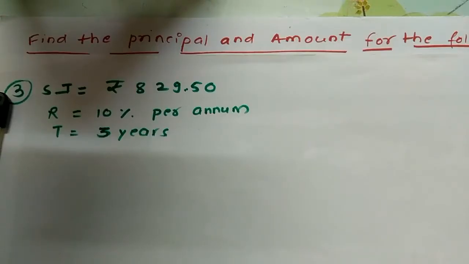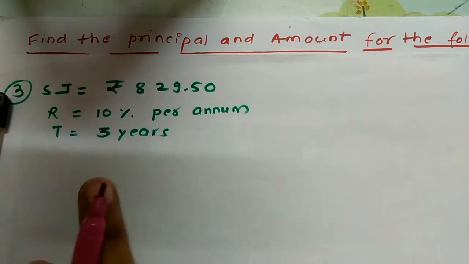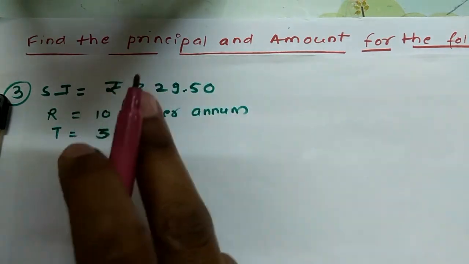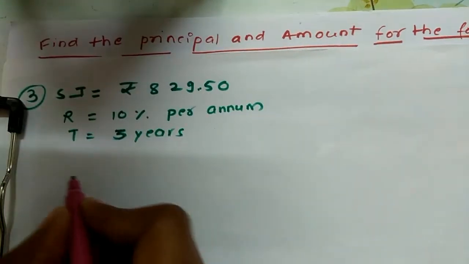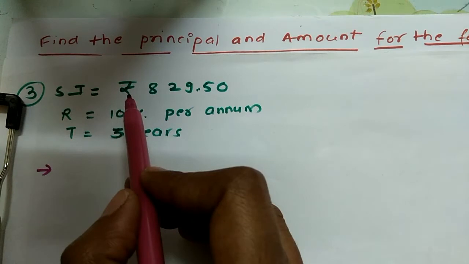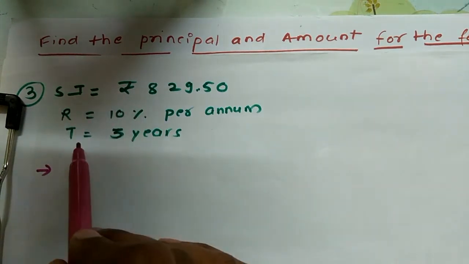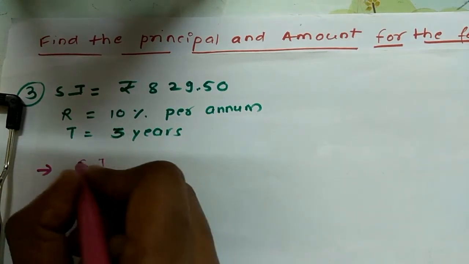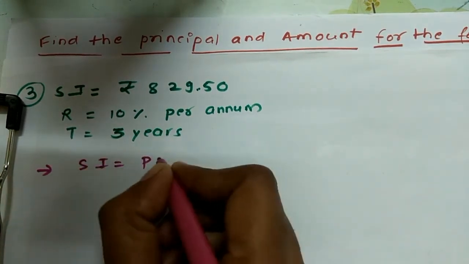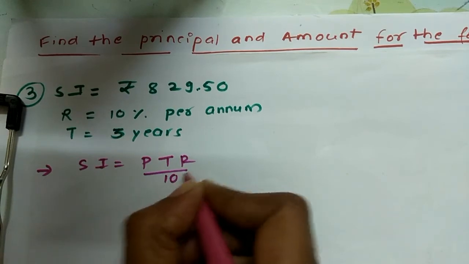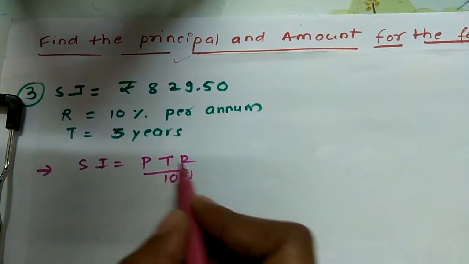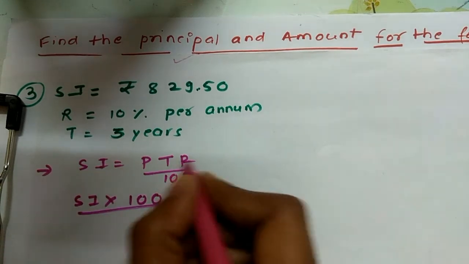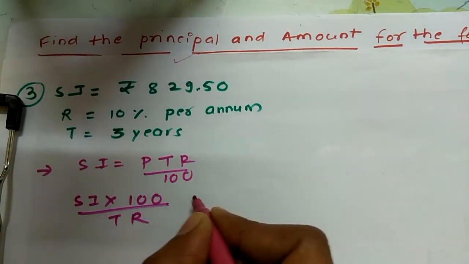Now I'll take the example where we have the decimals. That is, simple interest is in decimal. We will see here also the same question, principal and amount you have to find out. So check SI is in rupees, rate is in percentage and T is in years. SI formula we all know, that is P into T into R upon 100. We need to find out the principal. So we'll bring this 100 this side. So this is multiplied by 100, T and R divided by this equals to P.